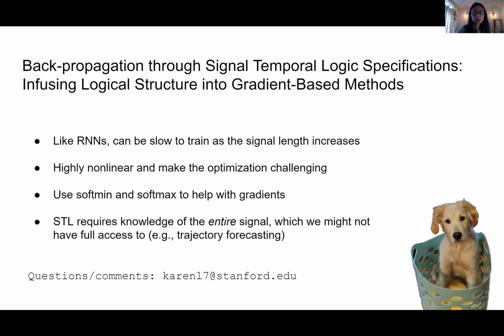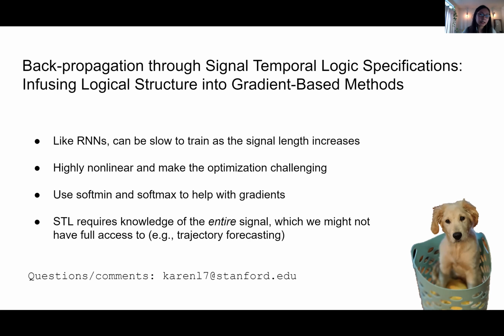Another thing is that, as you saw in the formulas, the quantitative semantics, the robustness formulas are extremely nonlinear. They're made up of a bunch of max and mins. And so this can make the optimization landscape very challenging. There are certain things you can do, like smoothing out or using soft min or soft max. And this can help with the gradients, but this can essentially still make the optimization more challenging.